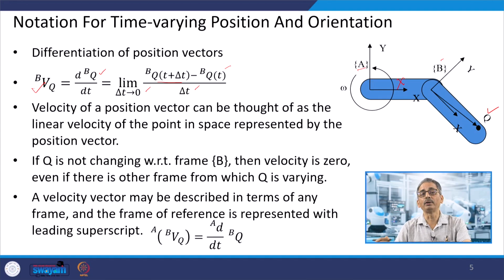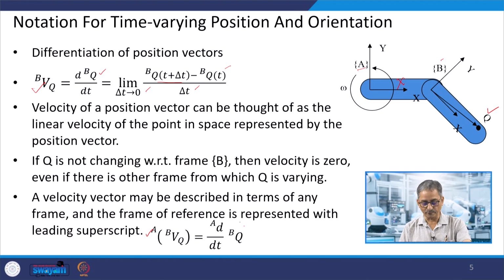Now, if q is not changing with respect to frame B, then naturally the velocity is going to be 0, even if there is another frame from which q is varying. But if it is not changing in frame B, its velocity is going to be 0 with respect to frame B. Now, a velocity vector may be described in terms of any other frame, and the frame of reference is represented with a leading superscript. So, suppose I want to describe this with respect to frame A, this is how we can represent it.